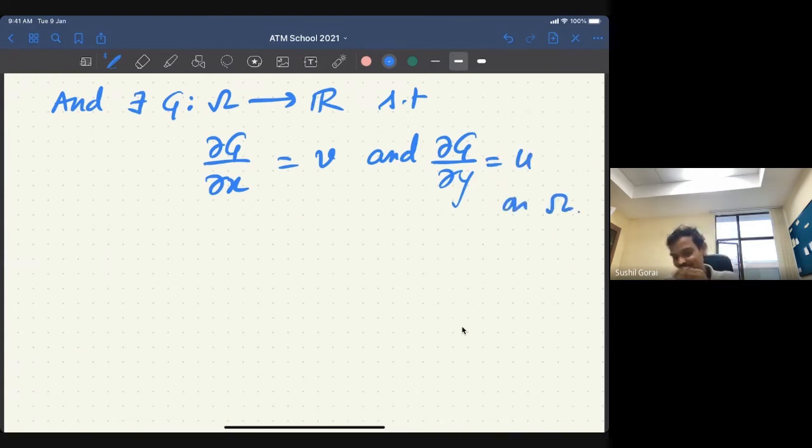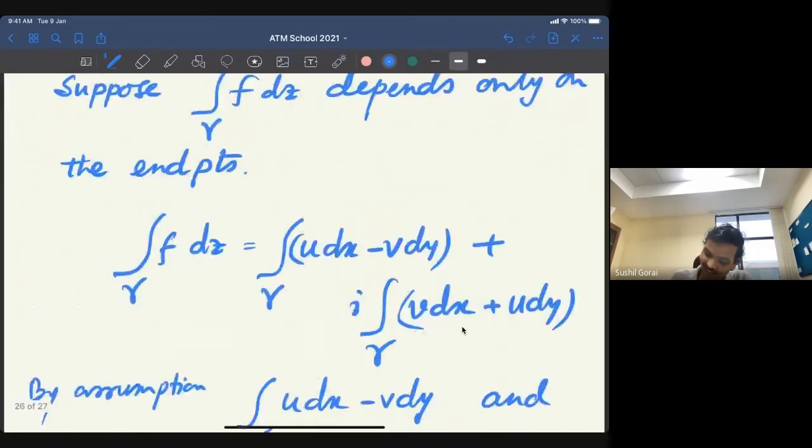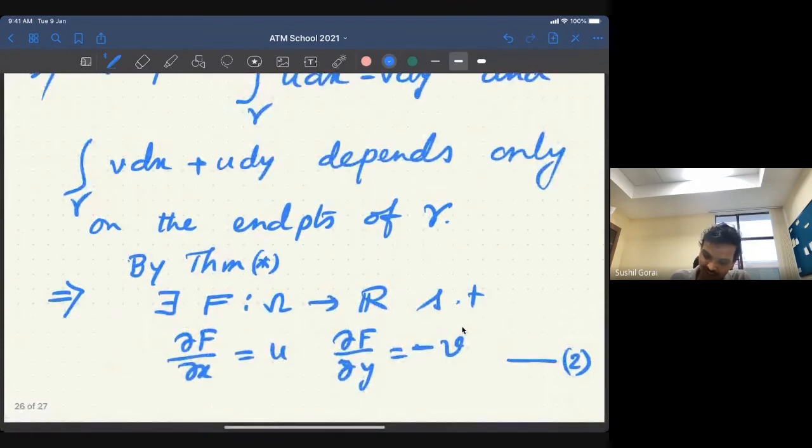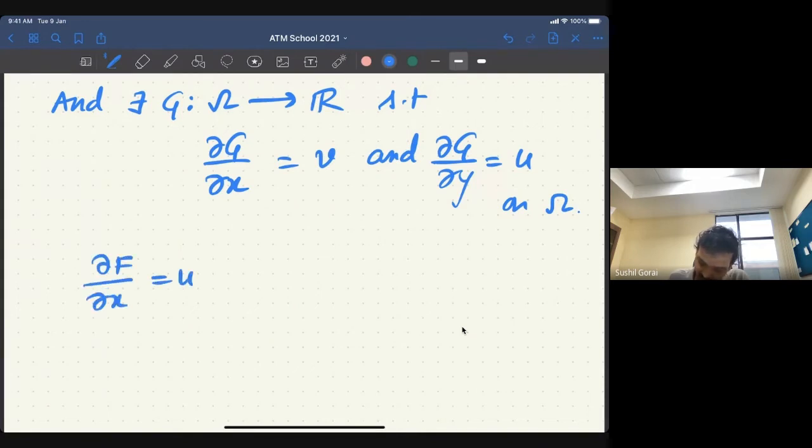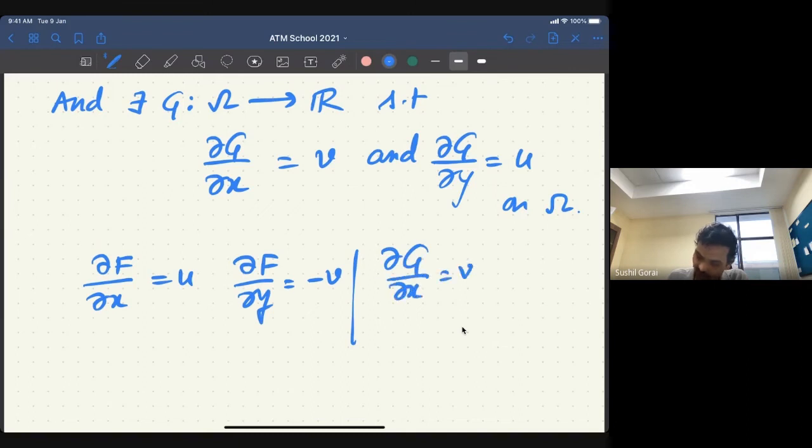Okay? Now you have some equations, right? See here, you have u and minus v, and here you have v and u. So let me write them together. Del f by del x is u, del f by del y is minus v, and then del g by del x is v, del g by del y is u, right?